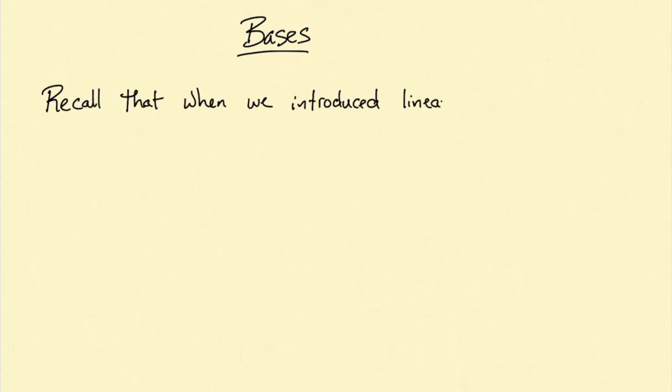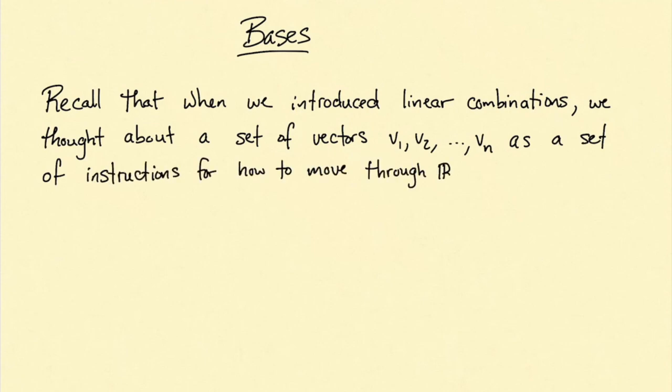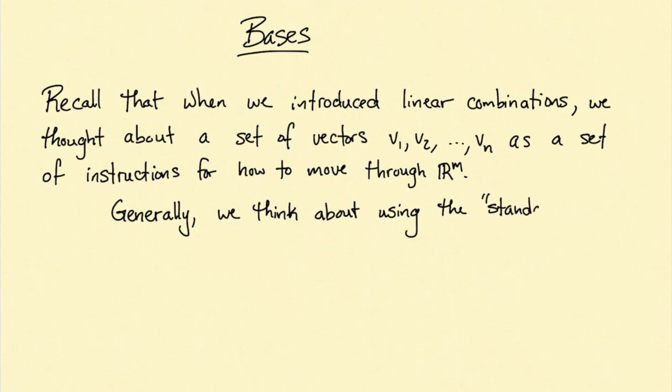In this video, we're going to talk about bases. So recall that when we introduced linear combinations of vectors, we did so by thinking about a set of vectors, v1 down to vn, as a set of directions that we can use to move through Rm. So generally, when we think about any sort of space like R2 or R3, where we can visualize things, or more generally, Rm, we use the standard set of instructions, e1, e2, down to em.